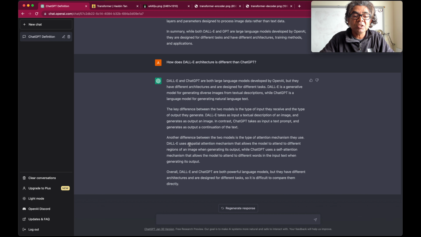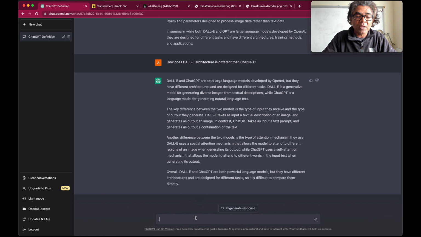DALL-E uses a special attention mechanism that allows the model to attend to different regions of an image when generating its output. It can understand the various regions of the image, while ChatGPT uses self-attention. So you can get an idea that if you want to go deeper into DALL-E, you need to understand the special attention mechanism, which is unique to understanding the different regions in a given image.